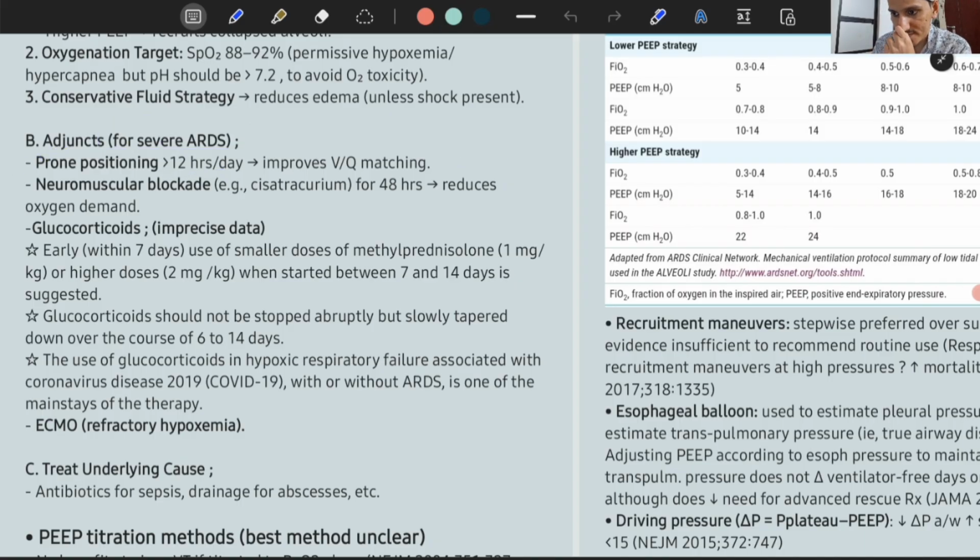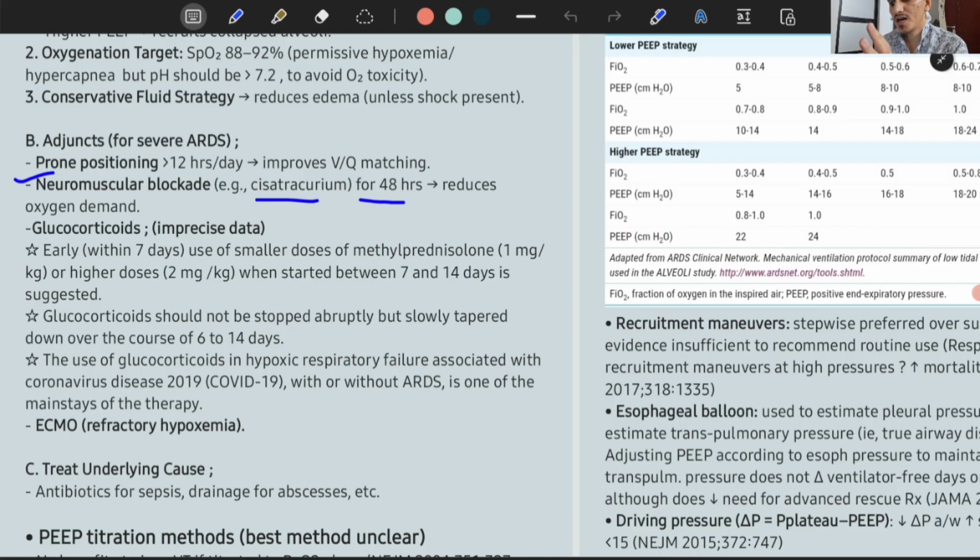Neuromuscular blockade, for example cisatracurium for 48 hours. Normally in intubation you give anesthesia, okay, but what neuromuscular blockade does is it relaxes the muscles. That means you are taking over control of the patient's respiration more by doing this neuromuscular blockade. Okay, so in severe cases, if the saturation is not improving, you can even try neuromuscular blockade. That reduces the oxygen demand of the patient. When the muscles are active, they require more oxygen. Okay, and when the muscles are not active, they require less oxygen.